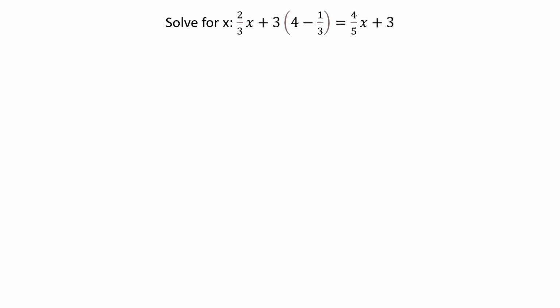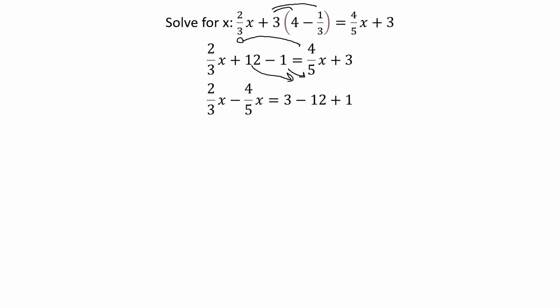All right, now let's walk through a solving for x problem with fractions. And these are long. So step one, we have to simplify anything following our order of operations. So the first thing I'm going to do is distribute my 3 out. 3 times 4 is 12. 3 times negative 1/3 is negative 1. Now I'm going to move my x's to this side and my non-x's to this side. So I have positive 2/3 x minus 4 over 5 x equals 3 minus 12 plus 1. So I move my x's to my left, whole numbers to the right. The process doesn't change. You just have to be kind of careful with the fractions, okay?